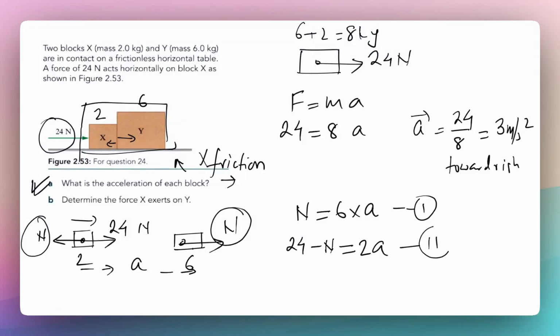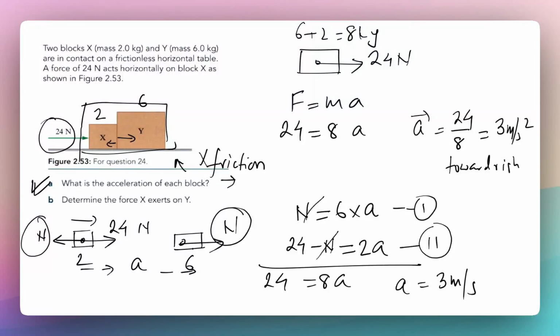So we now have two equations and two unknowns, N and a. We are going to simply add them up. This will become 24, and N and N will cancel, and we'll get 8a, and a is again going to be equal to 3 meter per second square.